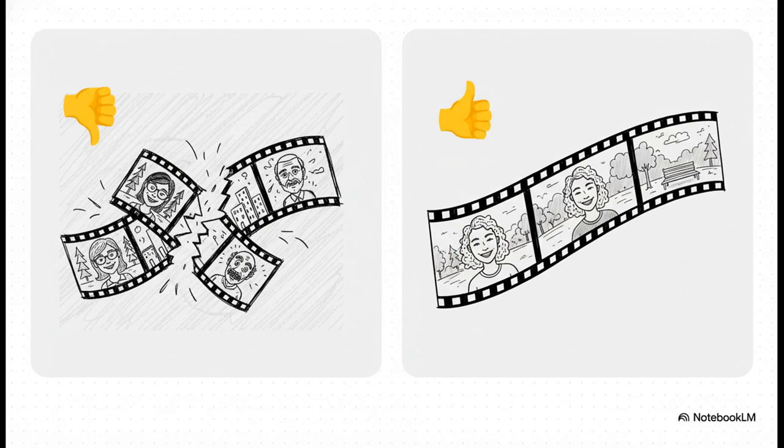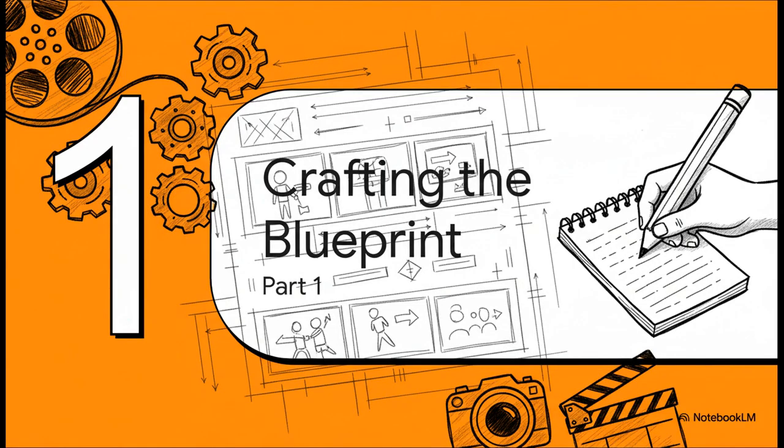On the left, that's what we usually get. Characters changing from shot to shot, backgrounds that make no sense, a total mess. But on the right, you get a cohesive world, a story that actually flows. And the secret isn't some brand new magical AI. It's just a much smarter process. In that whole process, it starts right here, with the story itself.